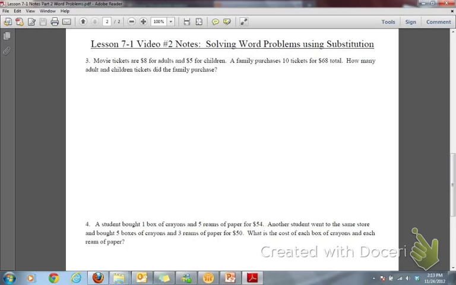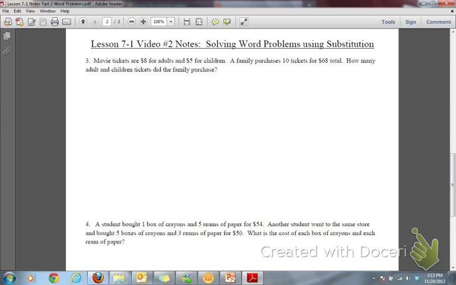Oh, this example is very similar to some of those that we did back when we were graphing. So hopefully with this example you'll be thankful that you don't have to graph it. But it says movie tickets are $8 for adults and $5 for children. A family purchases 10 tickets for $68 total. How many adult and children tickets did the family purchase?